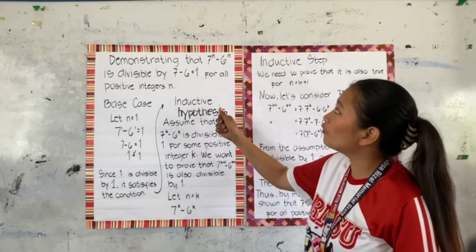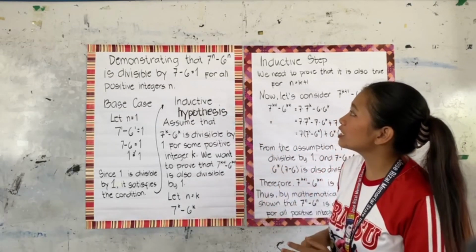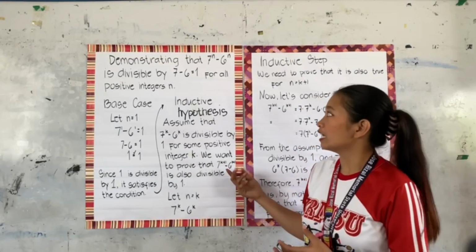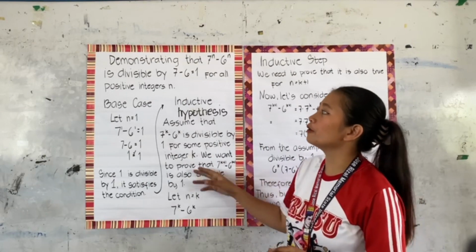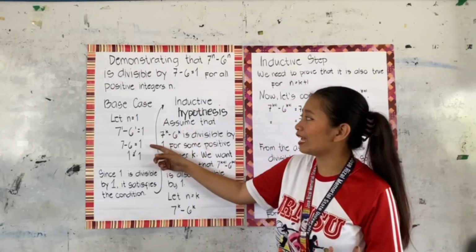So, demonstrate or prove that 7 raised to n minus 6 raised to n is divisible by 7 minus 6, which equals 1, for all positive integers n. So, our first step is the base case. Let n be equal to 1.